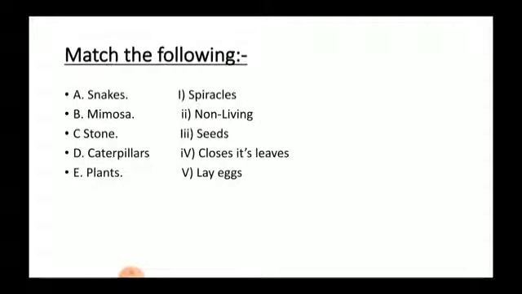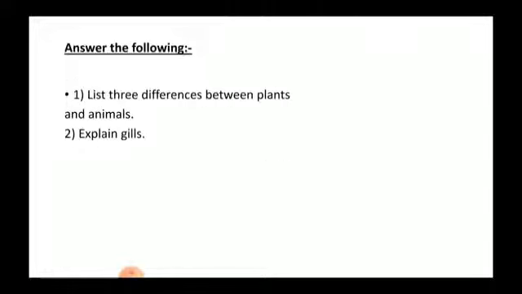Please read the options A, B, C, D, E and then 1, 2, 3, 4, 5 I have given on the right hand side. Please read the options carefully and then you can write the answers. Then comes the answer the following, or the questions, where there are only 2 questions. Please explain whatever understanding you have got from the explanation from this slide or from this session.